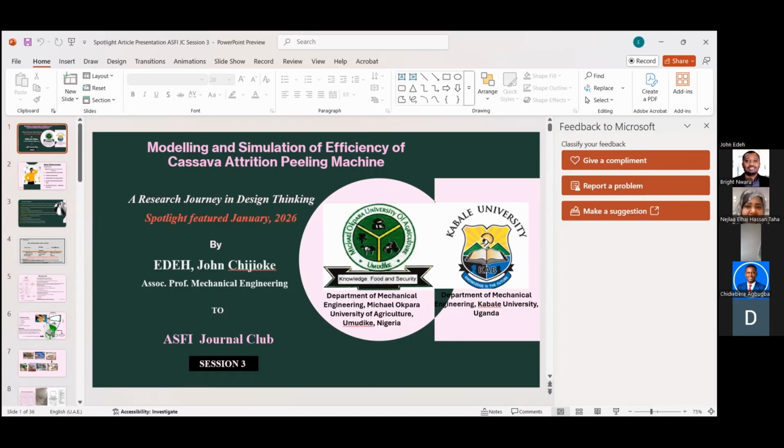Dr. Chiji, to kick things off, could you briefly share what first motivated you to focus on cassava peeling efficiency as a research problem, and how you framed it at the start of your research journey?